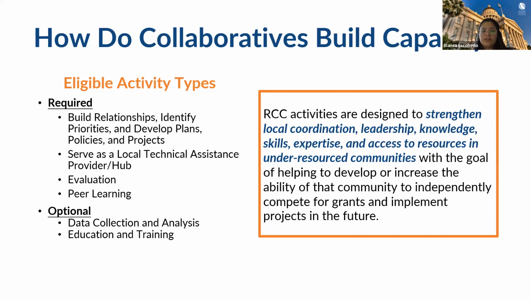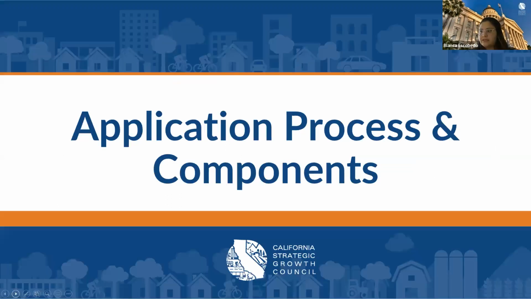So there's a variety of eligible activity types under the program. There are required activity types, which are build relationships, identify priorities, develop plans, projects, and policies, and serve as a local TA hub. Also participate in evaluation and peer learning activities. There are also optional activities such as data collection and analysis and education and training. You can learn more about them in our guidelines, but it's important to get familiar with them when submitting a proposal. Next slide, please.